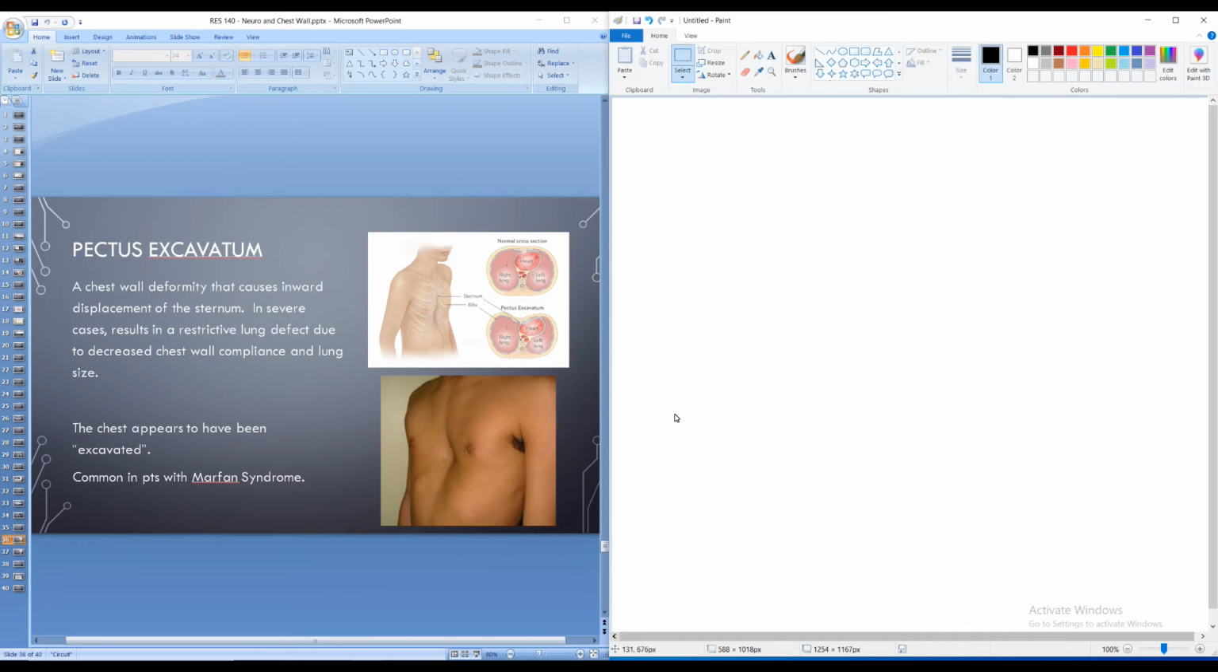So just remember, excavatum. It looks like the chest has been excavated and it's been scooped out a little bit. So got some pictures there for you. Also, something that we see pretty commonly in patients who have Marfan syndrome.